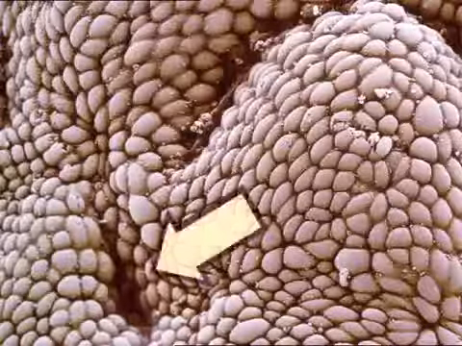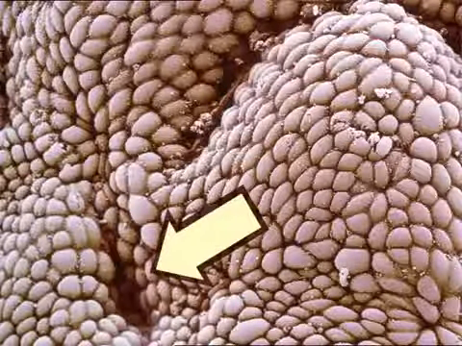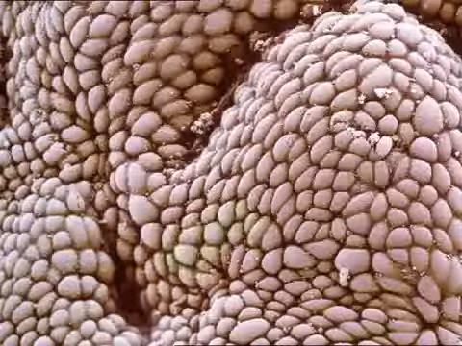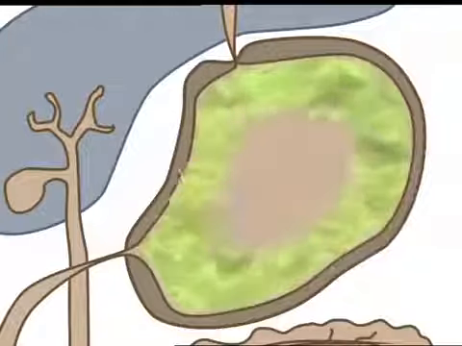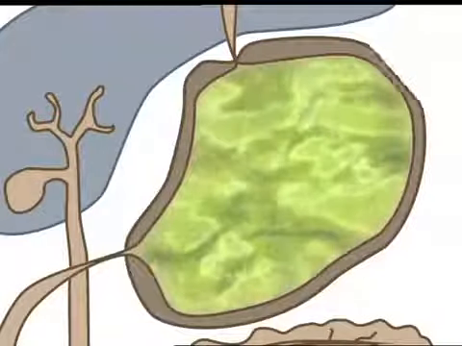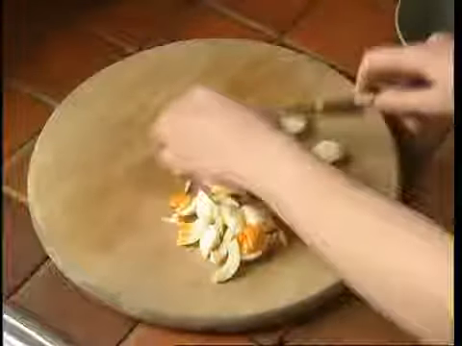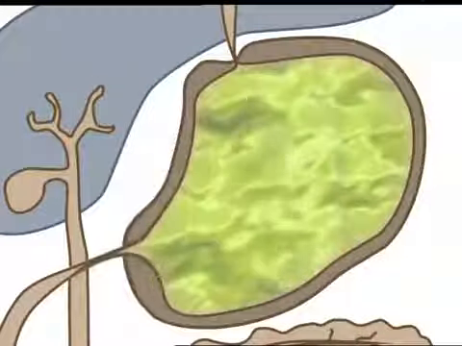In the folded lining of the stomach, there are many gastric pits. Each pit contains a gland which produces gastric juice. Gastric juice is acidic and contains the digestive enzyme pepsin. Pepsin works on protein, like in eggs. Food spends 3 to 4 hours in your stomach.